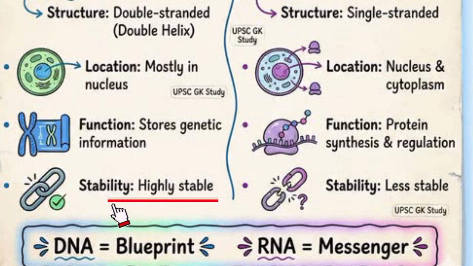The next major difference is in their stability. DNA is usually more chemically stable as compared to RNA, and this is very important because DNA needs to preserve genetic information for a long period of time, while RNA is generally less stable and can be degraded more easily. This property is very useful because many RNA molecules have relatively temporary roles in the cell. That's why they are degraded and less stable.